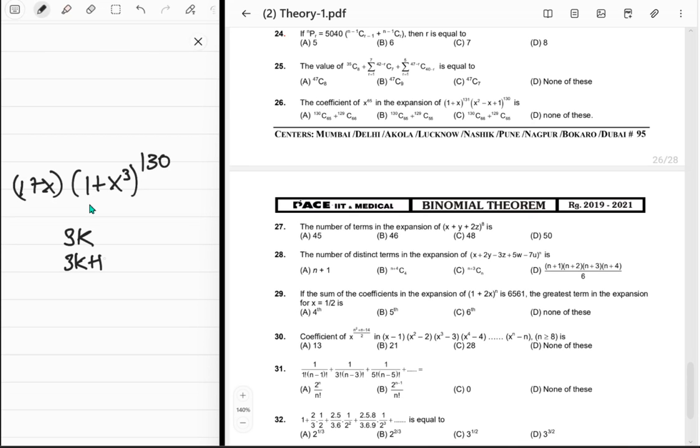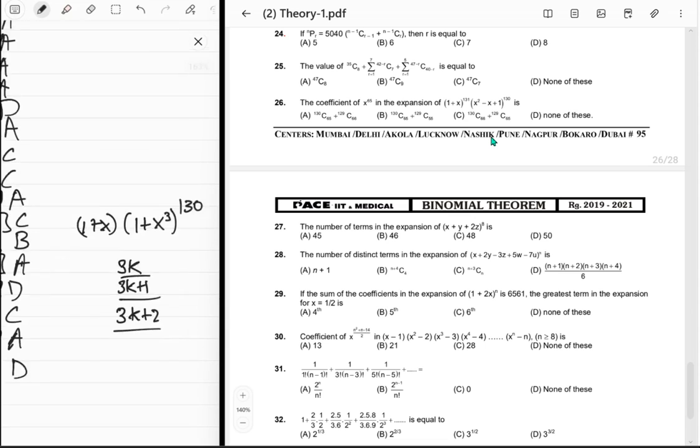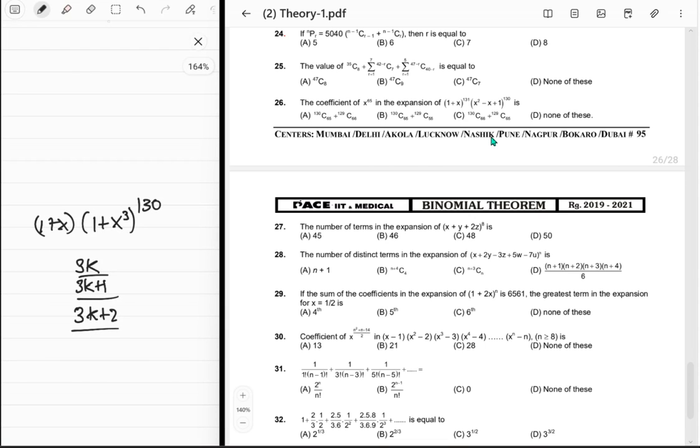But 65 is like 63 plus 2, which is of the form 3k plus 2. And yeah, this is not okay, right. So the coefficient is 0. 0 is the answer. None of these. Okay, B. That's it, huh? That's it.